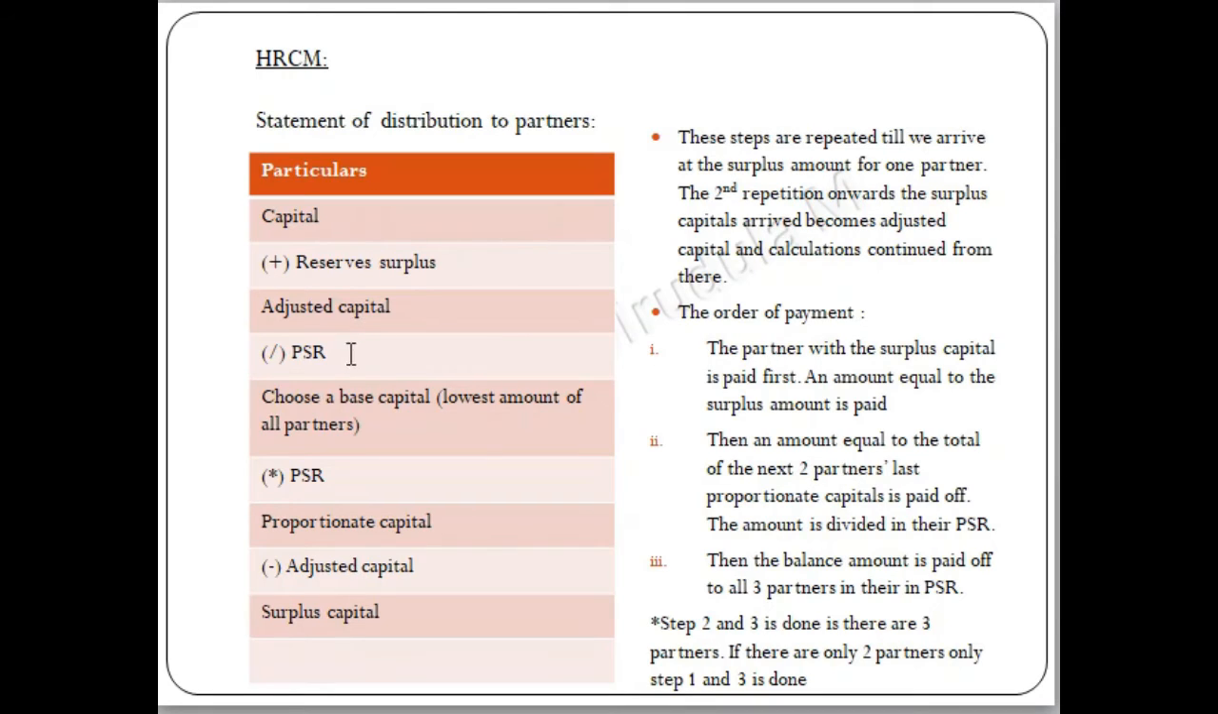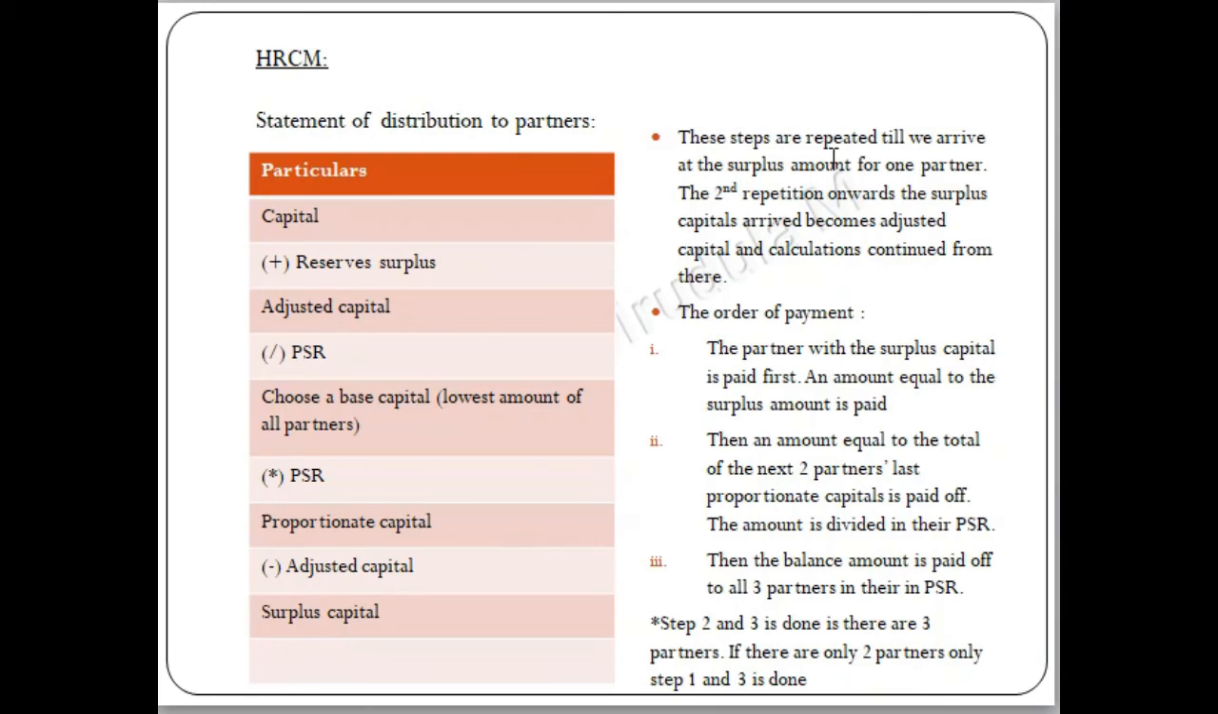Divide the adjusted capital by the PSR, the profit sharing ratio. We'll arrive at different capital amounts. Now, among all the capital amounts of the partners, choose the lowest capital amount as the base capital. Multiply the base capital into each partner's profit sharing ratio. You will arrive at the proportionate capital of each partner. Subtract that from the adjusted capital of each partner calculated here. We will arrive at the surplus capital.